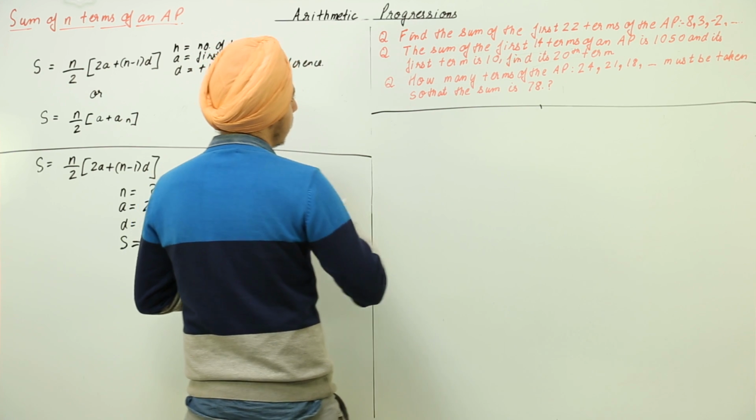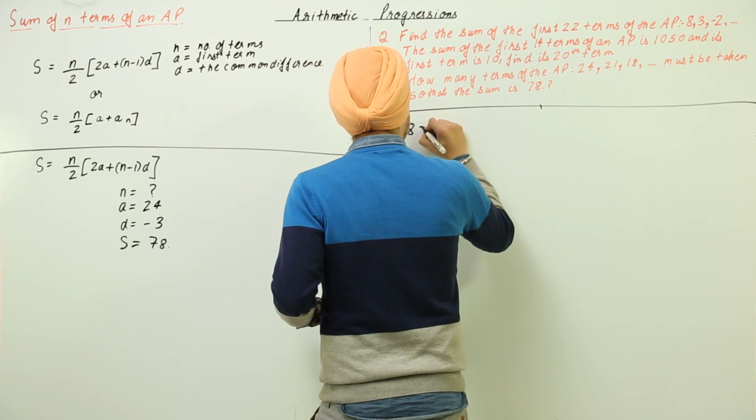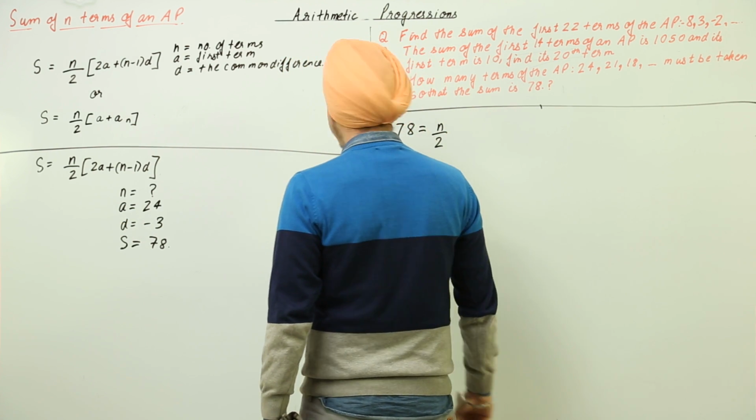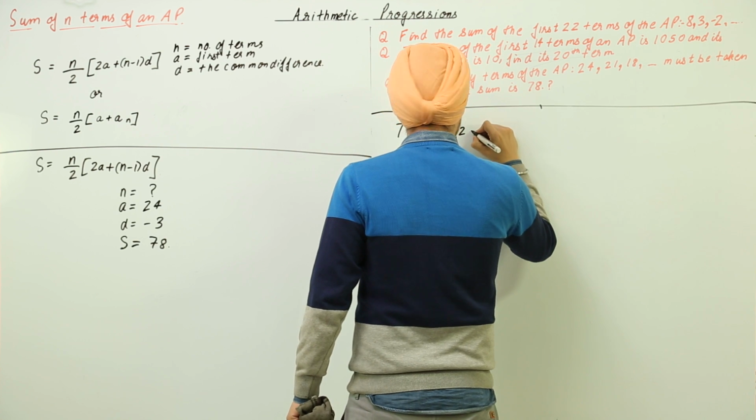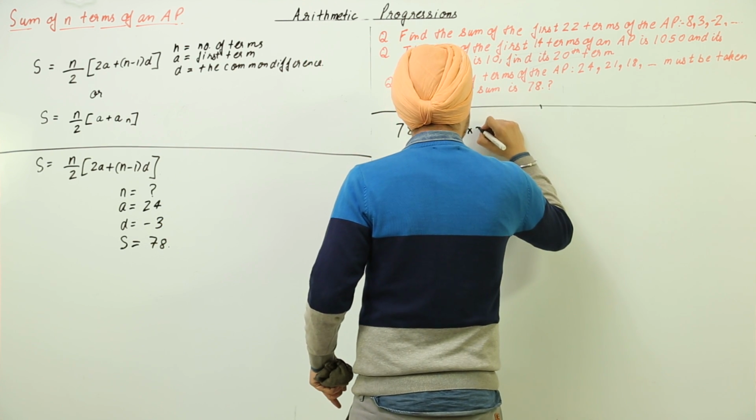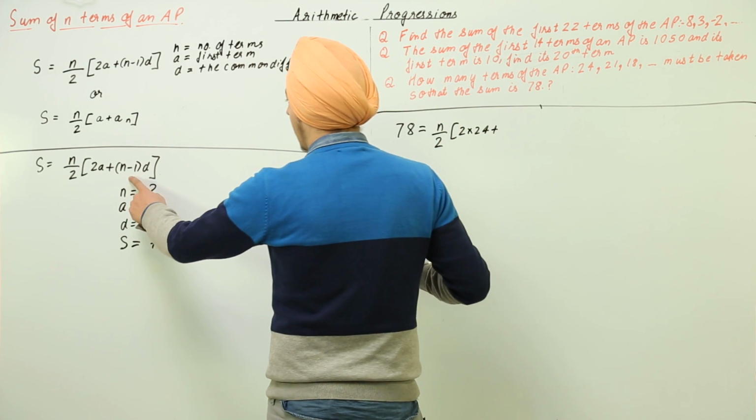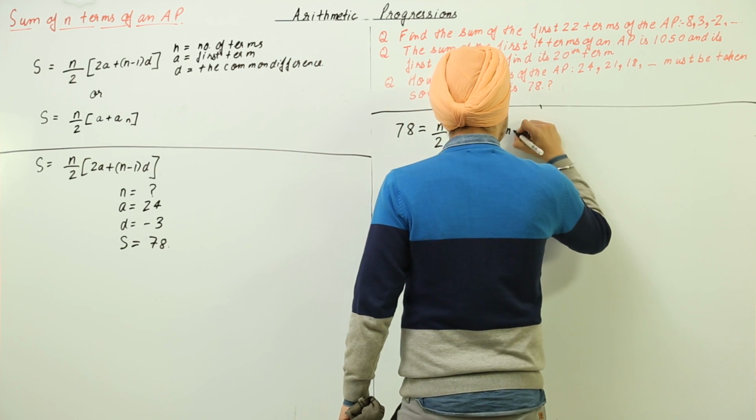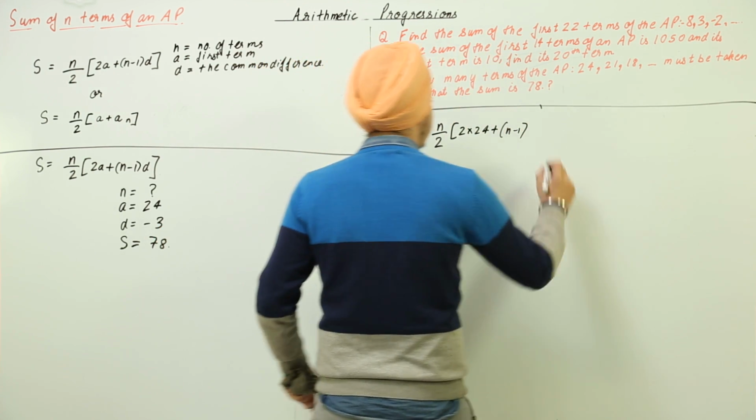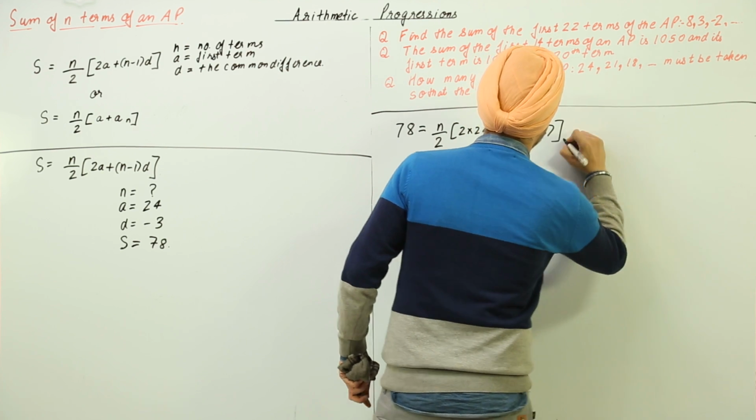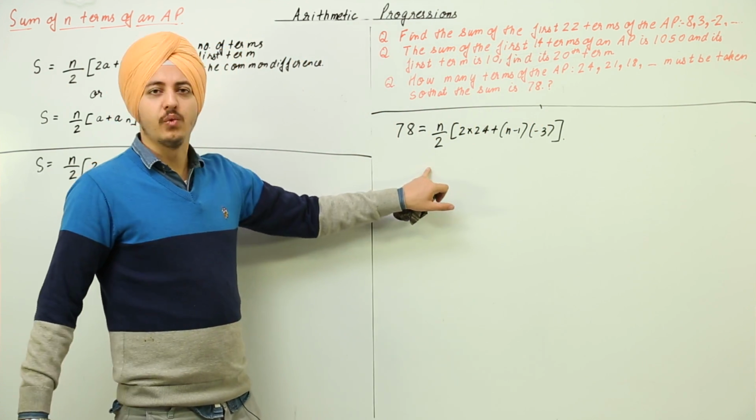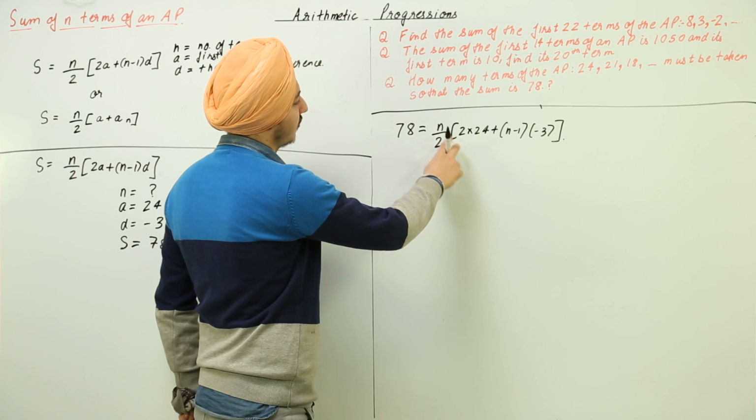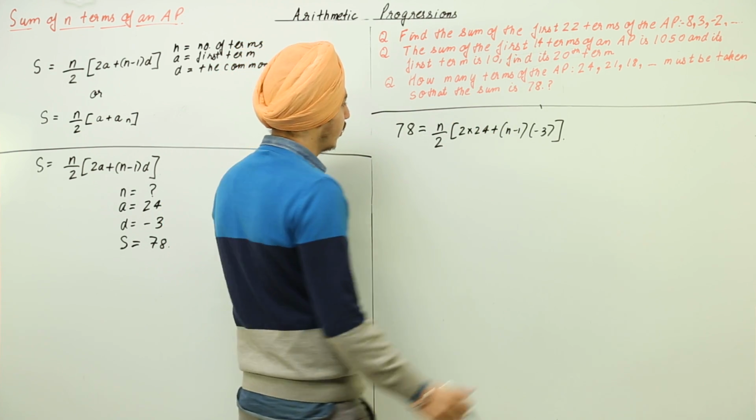So S is equal to, same way I'll just write over here for this question, 78 is equal to n by 2, n is missing, right? n by 2 into 2a, so 2 into a is 2 into 24, plus n minus 1 into d. It should remain n minus 1 only, into d, d is equal to minus 3. Okay, now we need to solve this equation and find out the value of n, that is it. Now if you see over here, there will be two values of n because n square is going to come. I'll explain it to you later how.